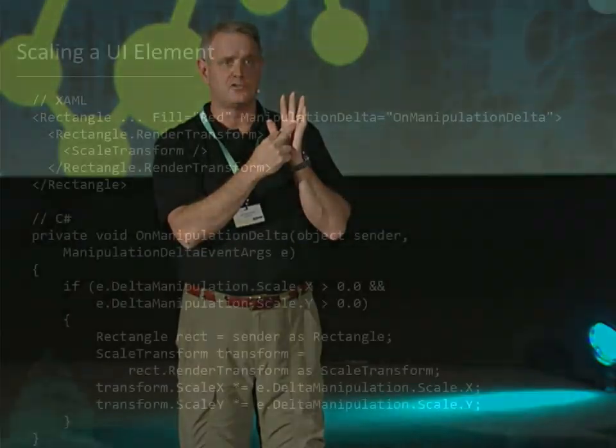Now, here's what happens. When you're processing manipulation events and the second finger makes contact with the screen, a new manipulation delta event fires. And all of a sudden, the scale property that's accessible to you through the manipulation delta event args goes from 0 to non-zero. In fact, there's no direct way in a manipulation event to say, is there one finger in contact with the screen or are there two?